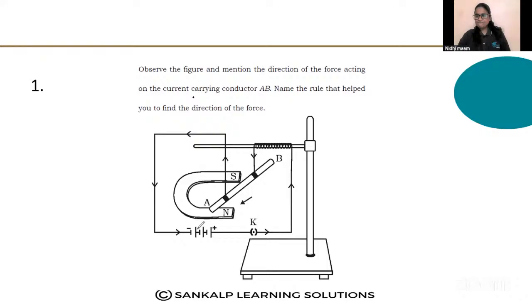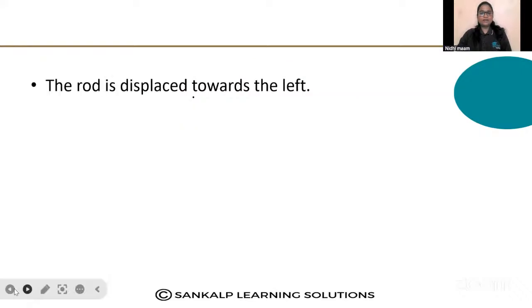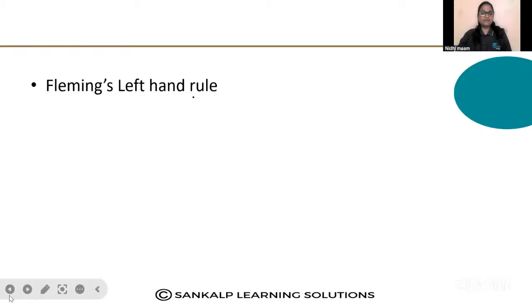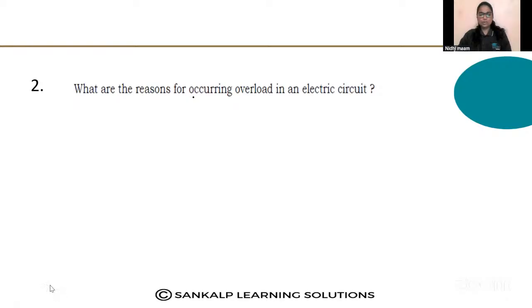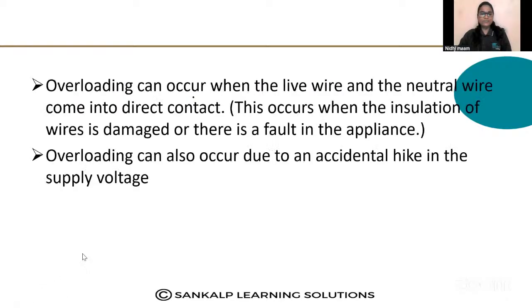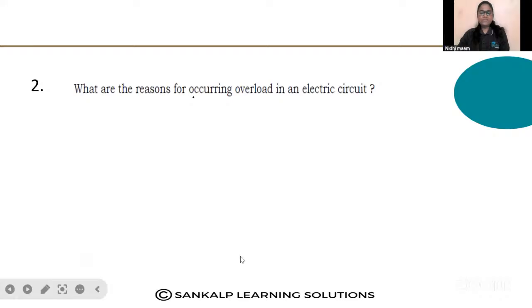ಎನಿವನ್? ಓಕೆ, ವರುಣ್ ಗೌಡ ಆನ್ಸರ್ಡ್ ಡೈರೆಕ್ಷನ್ ಆಫ್ ಎಲೆಕ್ಟ್ರಿಕ್ ಕರೆಂಟ್. ಓಕೆ, see here. The rod is displaced towards the left ಅಂತ ಹೇಳ್ತಿದ್ದಾರೆ. It indicates the Fleming's left hand rule. ಲೆಫ್ಟ್ ಸೈಡ್ ಅಲ್ಲದೇನಾಗತ್ತೆ, ಹೋಗತ್ತೆ.